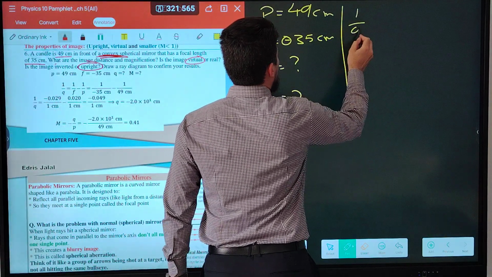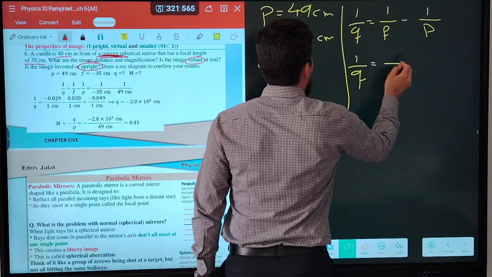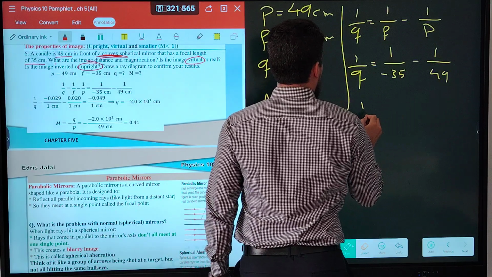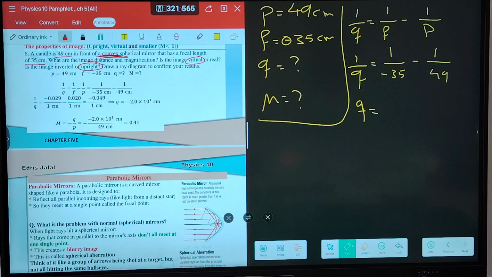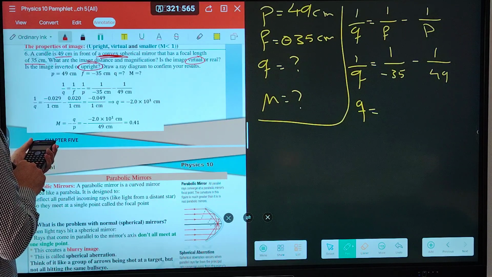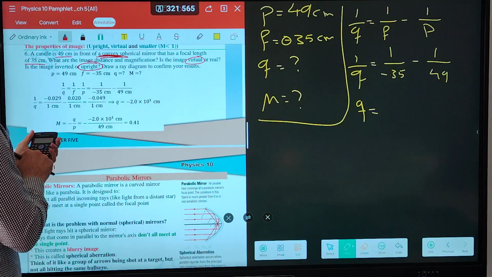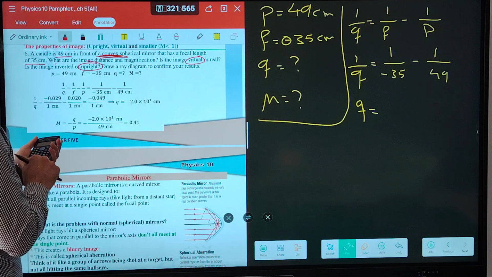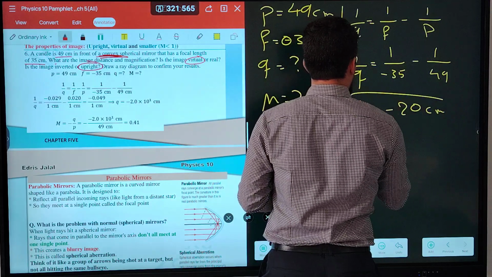It's very easy. 1 over Q equals 1 over F minus 1 over P, so 1 over negative 35 minus 1 over 49. Q is equal to what? 1 divided by negative 35 minus 1 divided by 49, then 1 divided by the answer. Guys, I got negative 20. Negative 20 centimeter. This is Q.